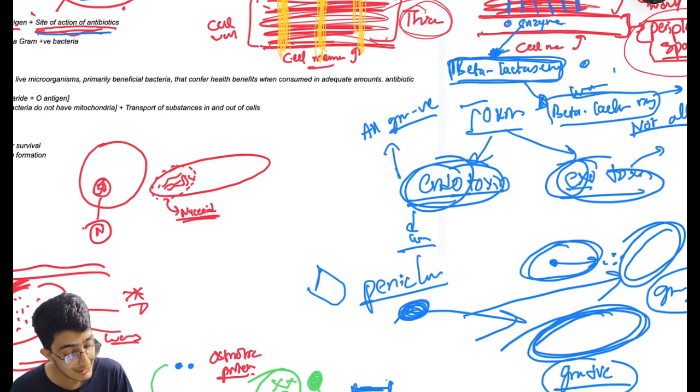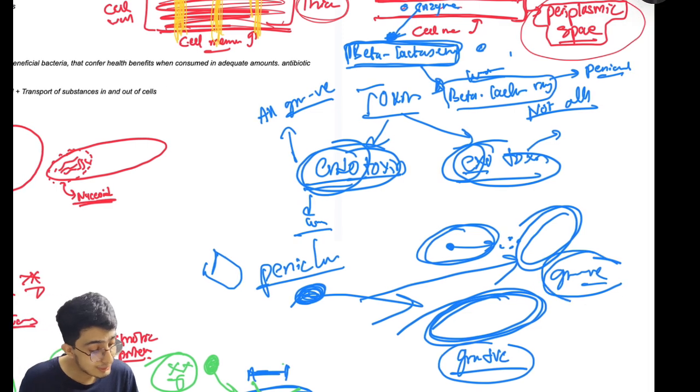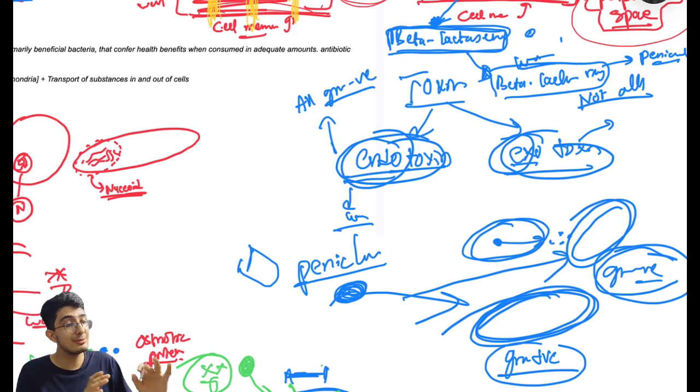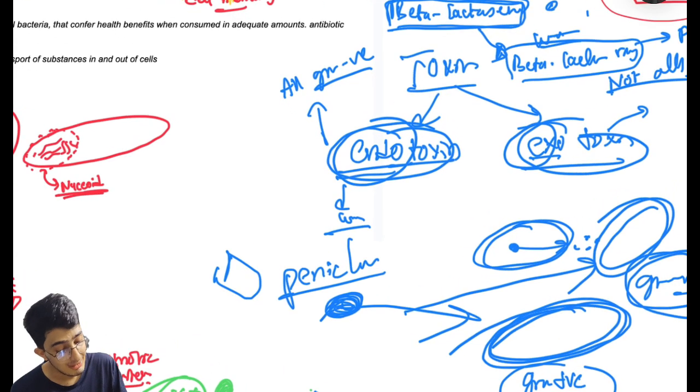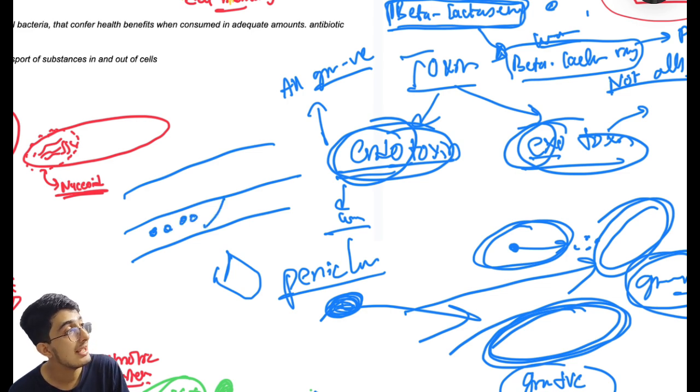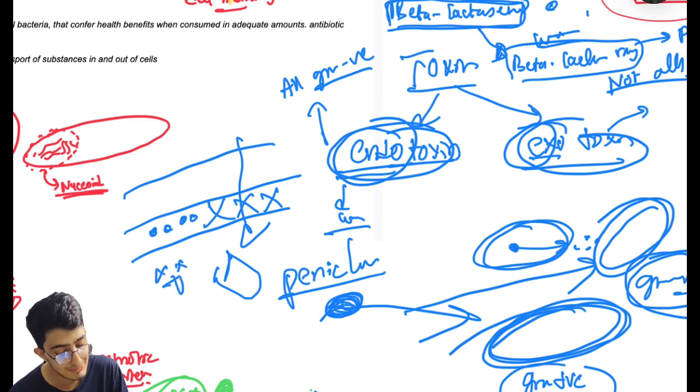So if you give penicillin, which contains a beta-lactam ring, to a gram-negative bacteria, what will happen? The penicillin will go to kill the bacteria, but the cell wall of the gram-negative bacteria already contains the enzyme beta-lactamase, and this beta-lactamase will automatically destroy the penicillin even before it goes inside the bacteria. So will penicillin be able to kill this bacteria? Yes or no? No. No, right?